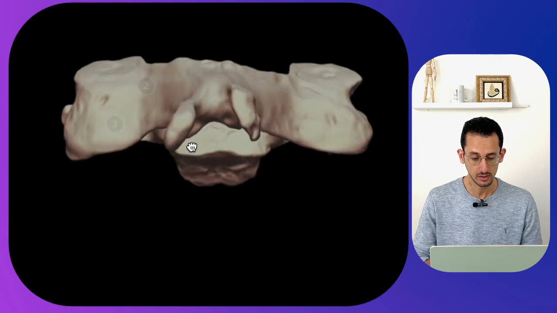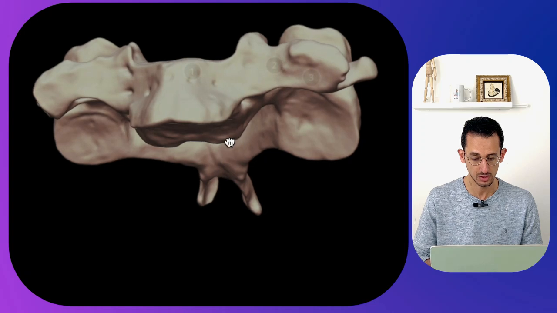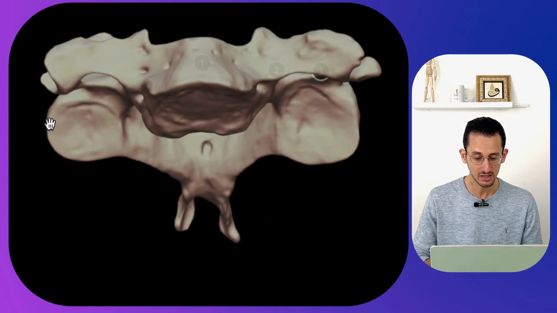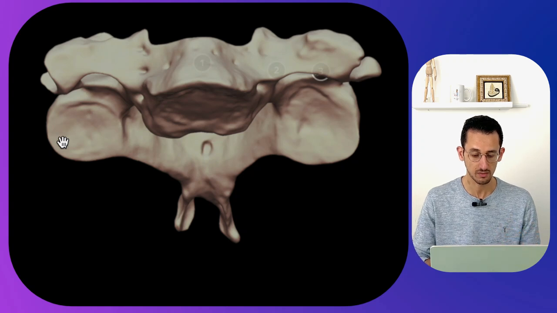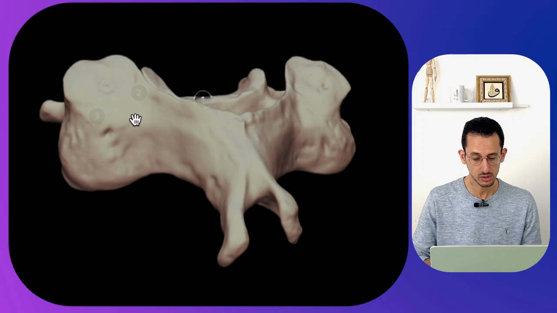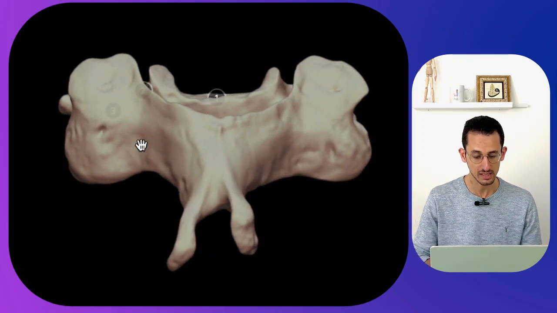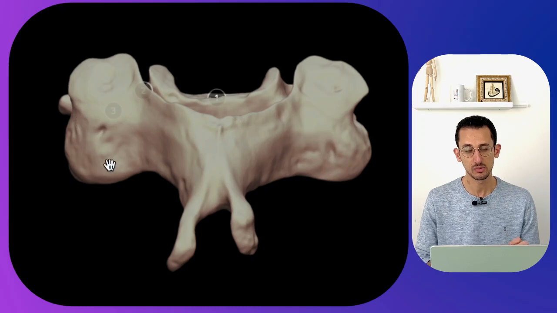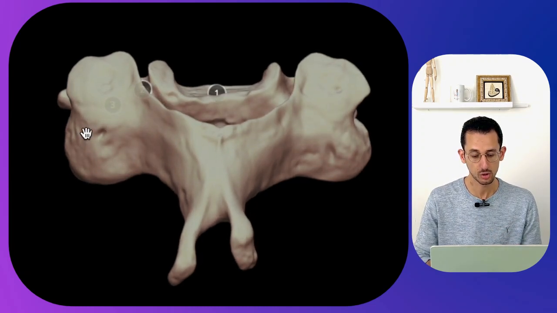If we move inferiorly, I will try to make it the other way, just from the posterior is better. Then we see the inferior articular facet, which again will be articulating with the superior articular facet of the level below. In between, we have something which looks square-shaped. This square-shaped thing is called the lateral mass. The lateral mass is very important from a surgical point of view, because this is where we put the screws in the cervical spine, and this is why they're called lateral mass screws.